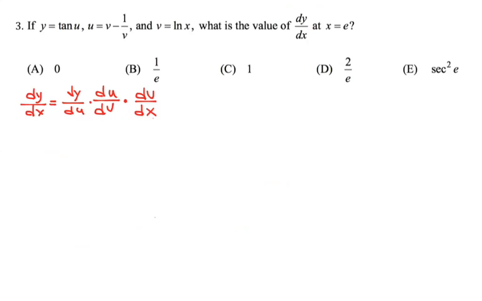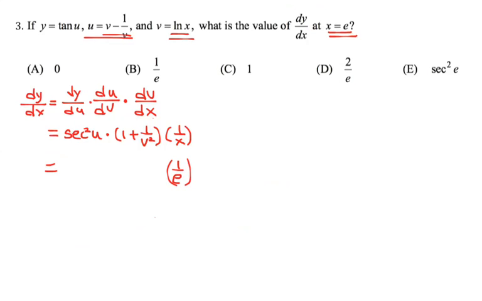Now, what is dy over dx? Dy over du: the derivative of tangent of u is secant squared u. Then the derivative of u in terms of v gives us 1 plus 1 over v squared, because the derivative of v becomes 1, and the derivative of 1 over v becomes 1 over v squared. And then taking the derivative of ln x becomes 1 over x. Now, in this case, we realize that the x value is equal to e. So when you plug in e in this location, that's rather simple: 1 over e.